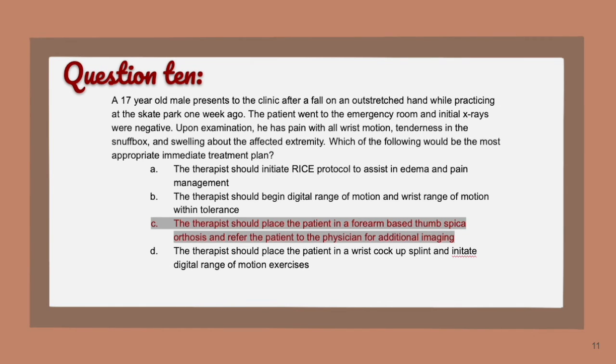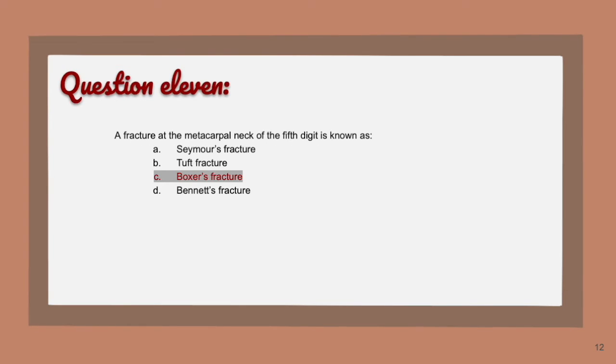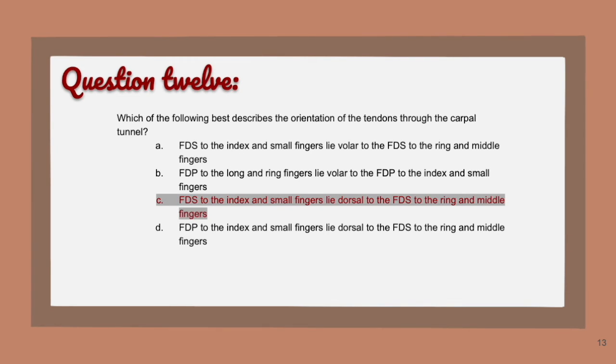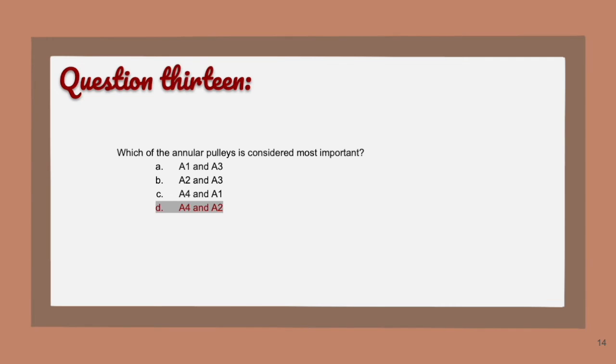Question 10, the answer is C, the therapist should place the patient in a forearm-based thumb spica and refer the patient to the physician for additional imaging. Question 11, the answer is C, boxer's fracture. Question 12, the answer is C, FDS to the index and small fingers lie dorsal to the FDS to the ring and middle fingers. Question 13, the answer is D, A4 and A2 pulleys.